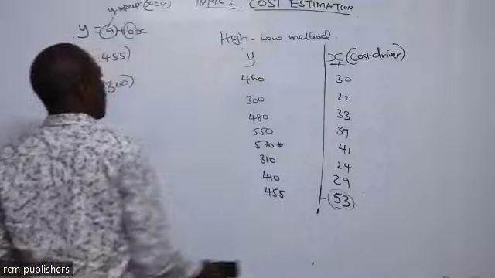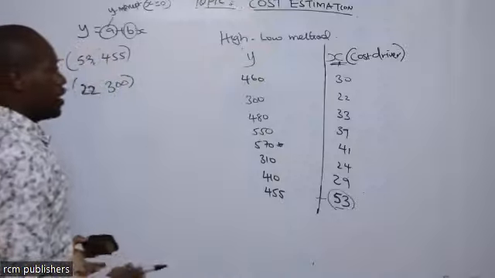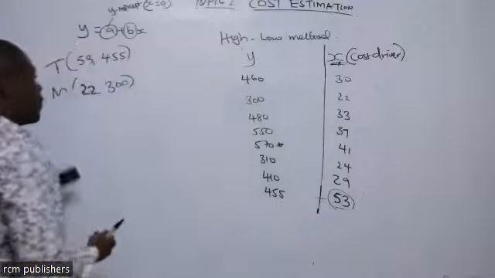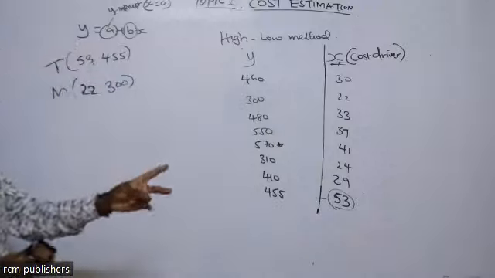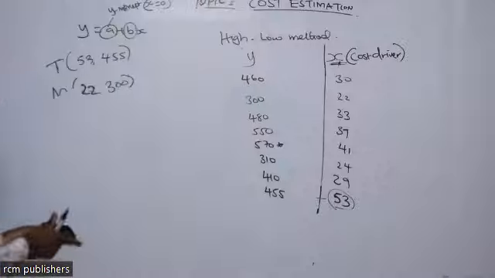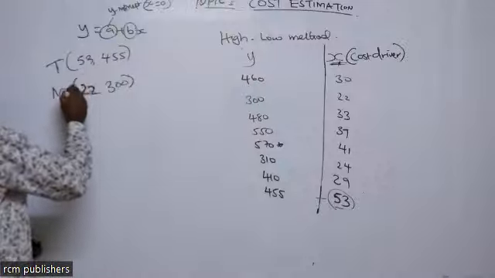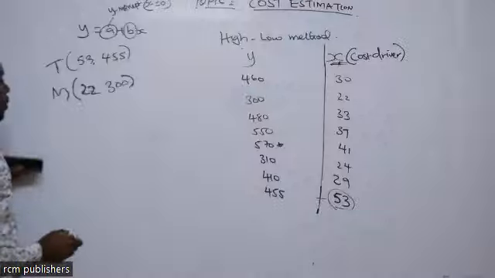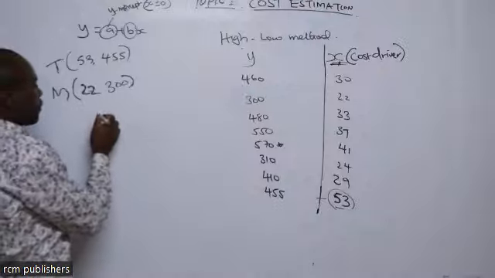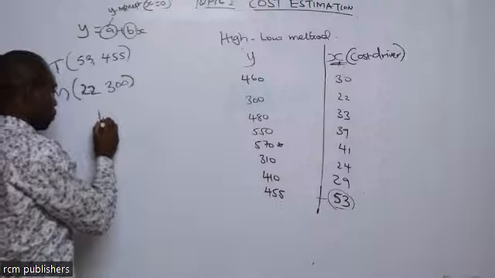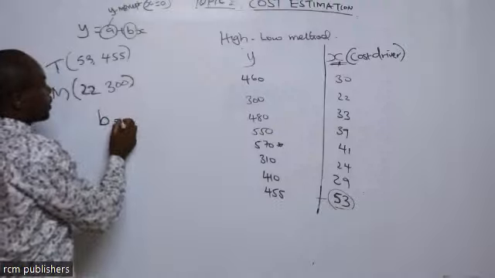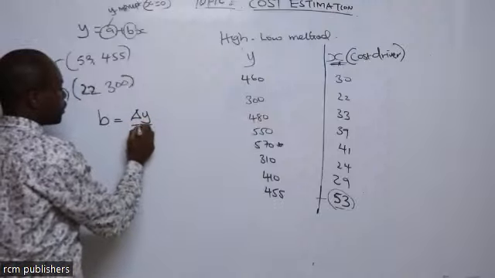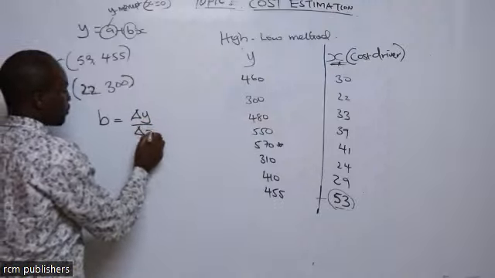So this is what we add. We've identified the high and the low figures. We have them here. We have to take the two sets, the highest and the lowest. Then what are we going to do? We are going to apply the formula of getting the value of B, which we said is equivalent to change in Y over change in X.